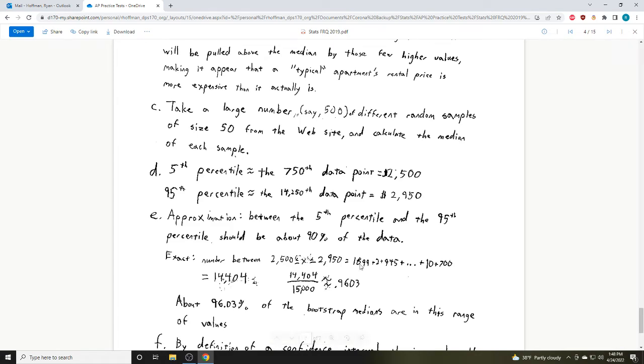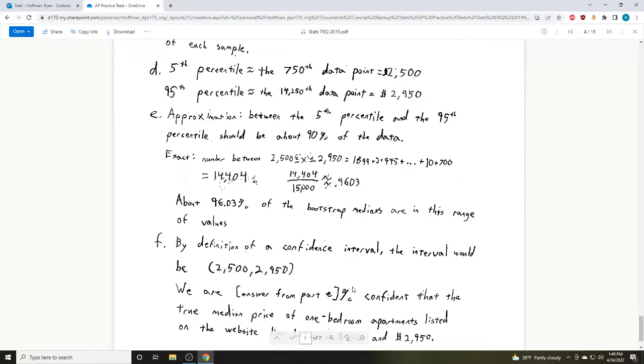So then in part E, it asks what percent of values are in between those two, and it wanted the exact amount. So the percent of values that are between 2500 and 2950, well, we can just add up all the values in the table, which comes out to 14,404. And that is the number of values that were in that region.